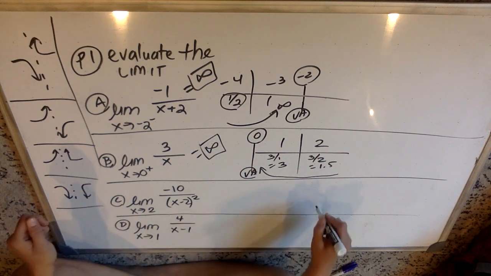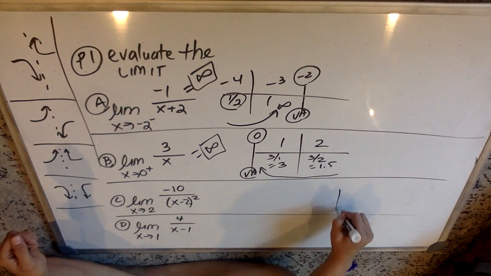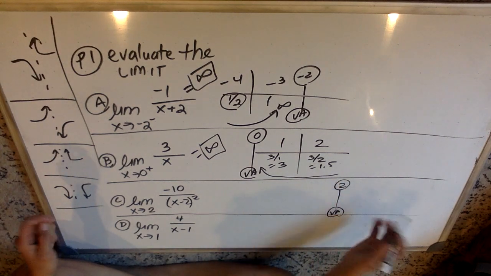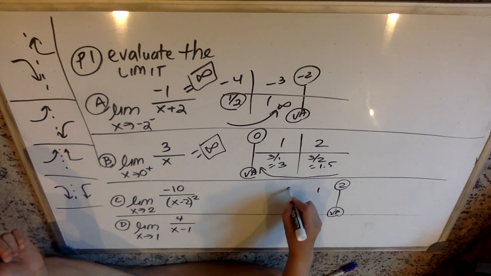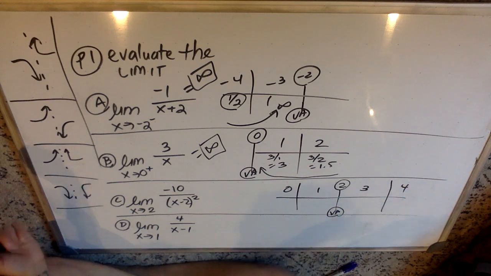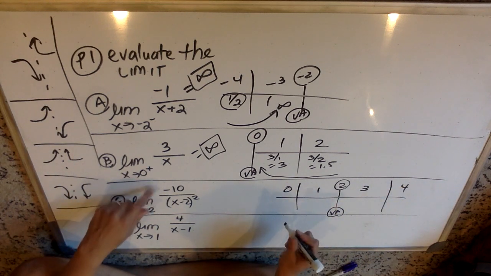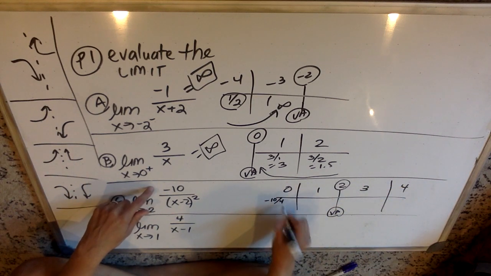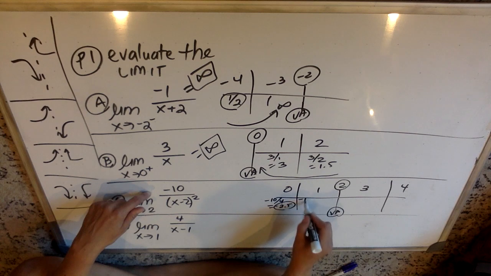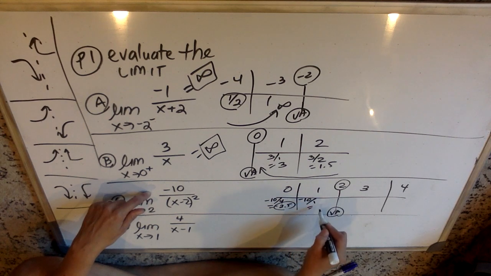When we do this one, we need both sides. So I'm going to put my 2 with my vertical asymptote in the middle. I need some values left of 2, which are going to be 1 and 0. I need some values right of 2, which are going to be 3 and 4. When I plug in 0, I get -10 over 4, which is -2.5. When I plug in 1, I get -10 over 1, which is -10.